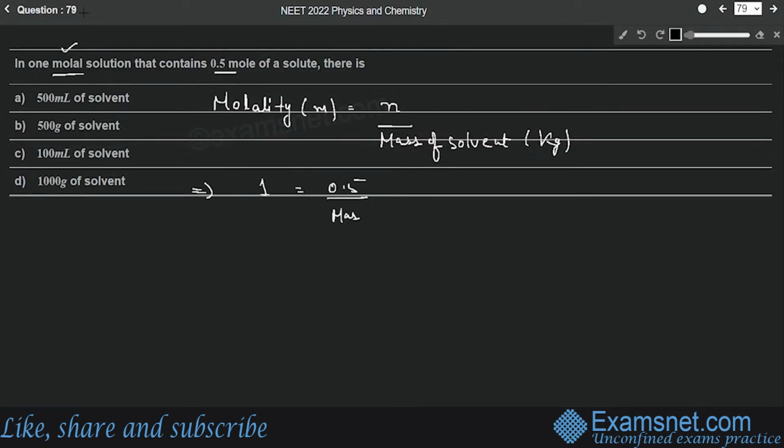Okay, so we will try to find out the mass. So simply mass will be equal to what? 0.5 divided by 1, that means 0.5 kg only. Okay, and here the mass is given in milliliter or gram. So if we convert 0.5 kg into gram, it will be equal to 0.5 into 1000 gram, that means 500 grams, right? So out of the given options, option B will be the correct answer.